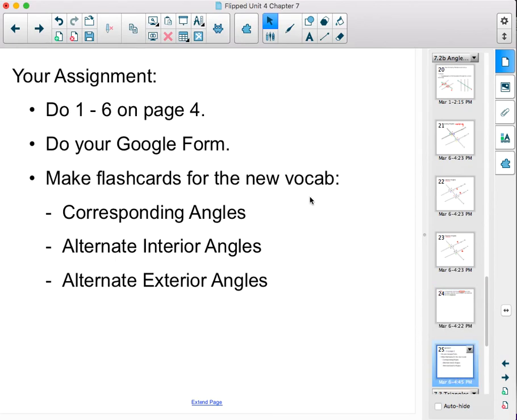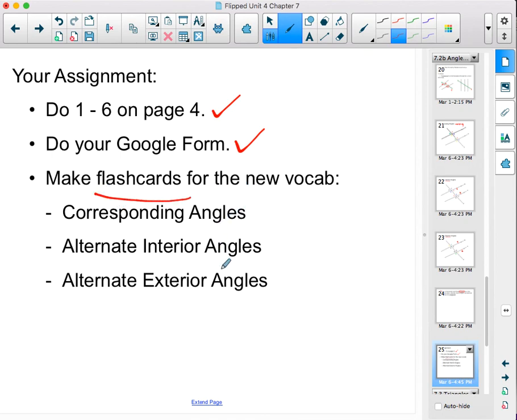Your assignment tonight, I want you to do questions 1 through 6 on page 4. That will get you practicing your vocab, alternate interior, alternate exterior, and corresponding. Do your Google form, and then I really think you should make those flashcards for all of our vocab. You should have 7 flashcards for this chapter. The 4 we did in the past 2 lessons and the 3 new ones today.